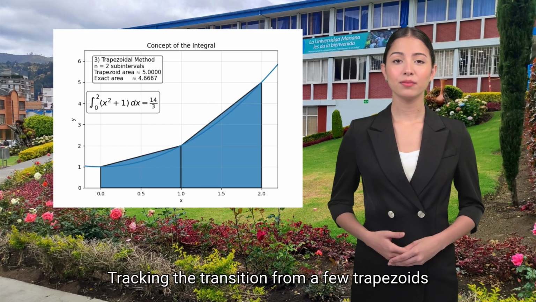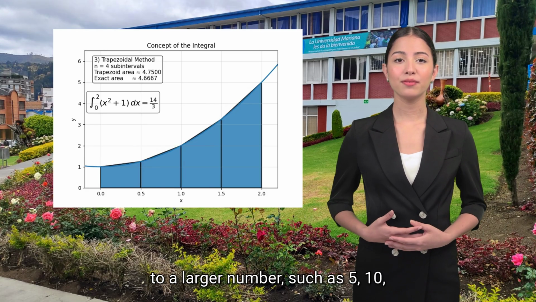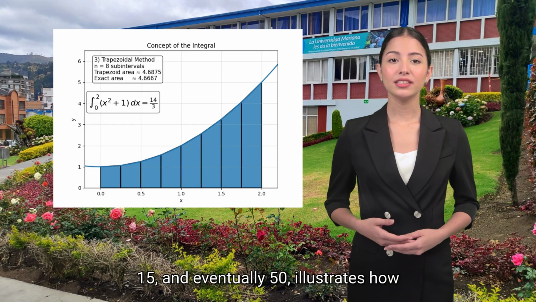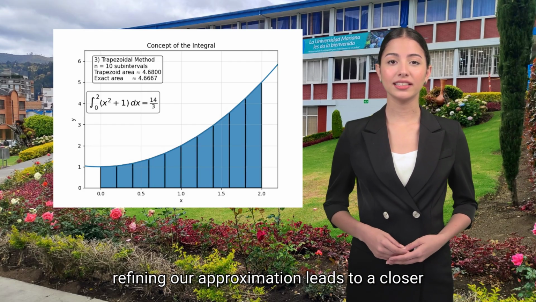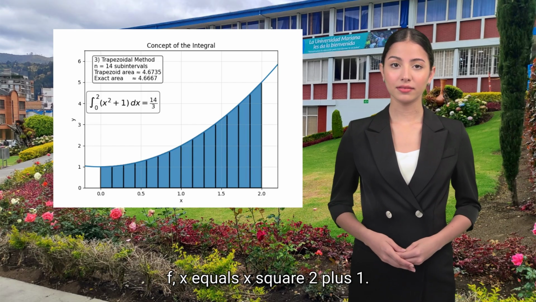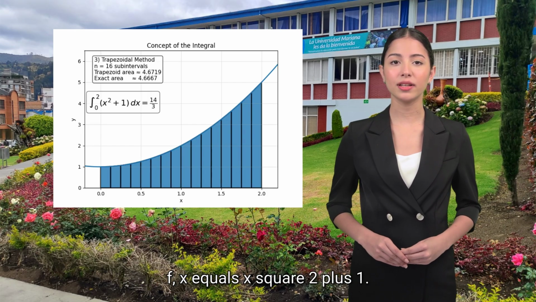Tracking the transition from a few trapezoids to a larger number, such as 5, 10, 15, and eventually 50, illustrates how refining our approximation leads to a closer match with the true area of 14/3 under the curve f(x) equals x squared plus 1.